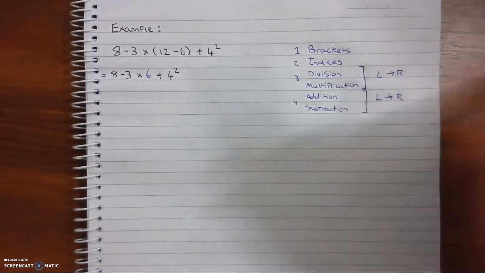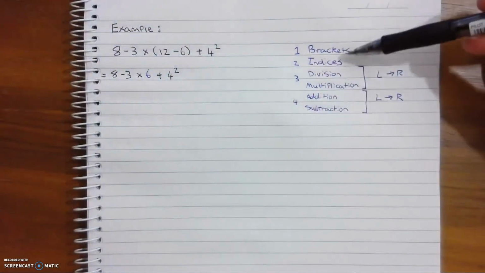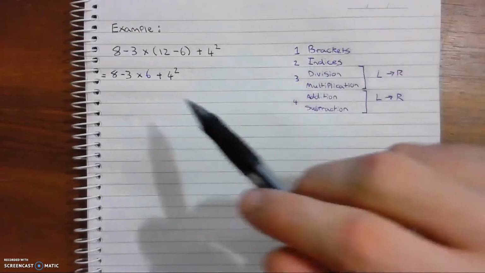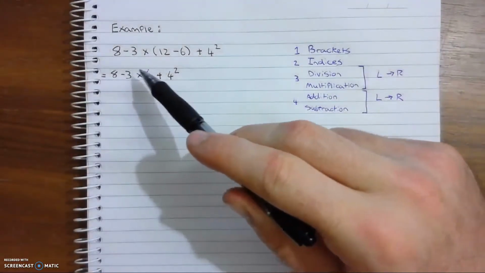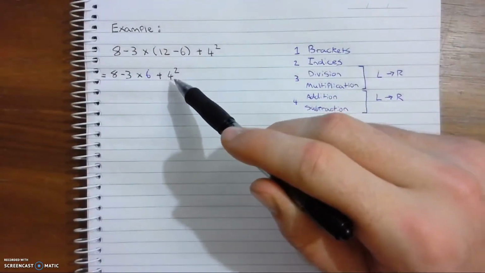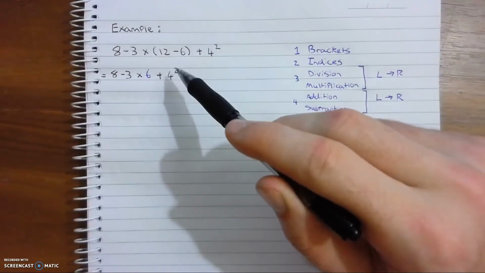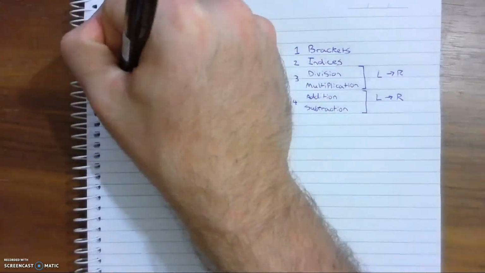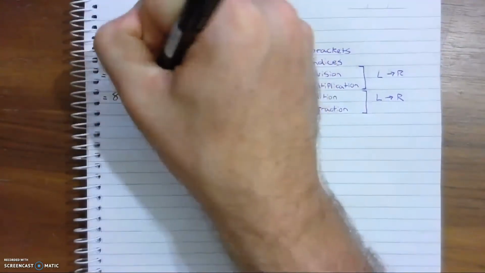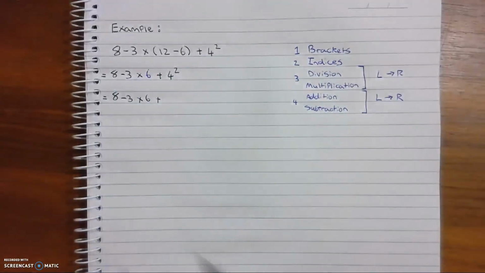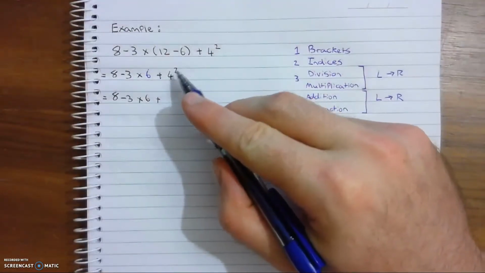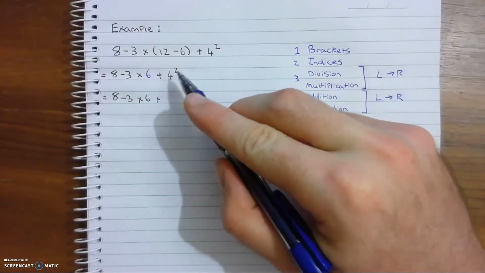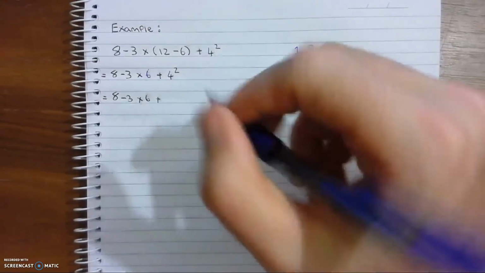All right. Now there are no more brackets in this equation, so we can move on to the next thing, which is indices, which you know is powers. We look at our equation and we can see straight away what has a power in it, which is the 4 here. So this is what we need to work out. I'll rewrite the equation out again: 8 minus 3 times 6 plus whatever 4 to the power of 2 is. We know that it is 4 times by itself 2 times. So that'd be 4 times 4, which is 16.